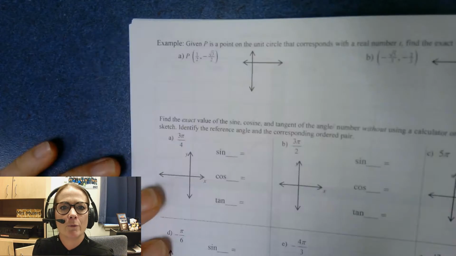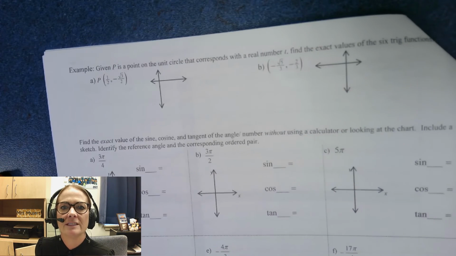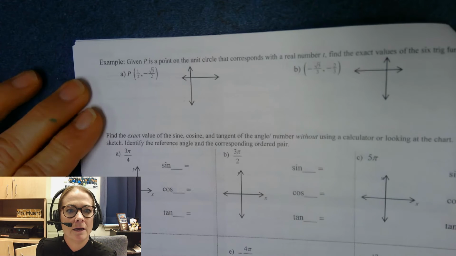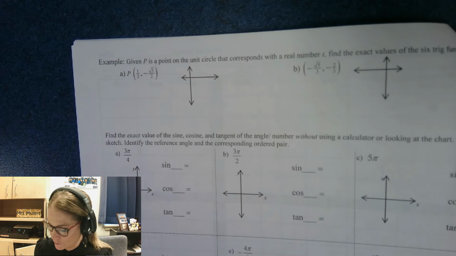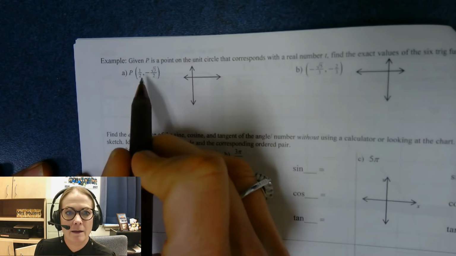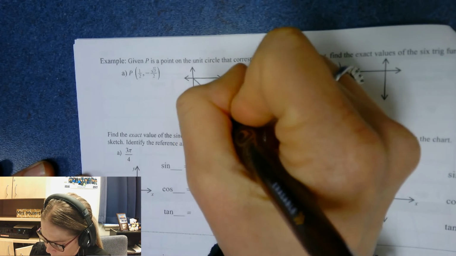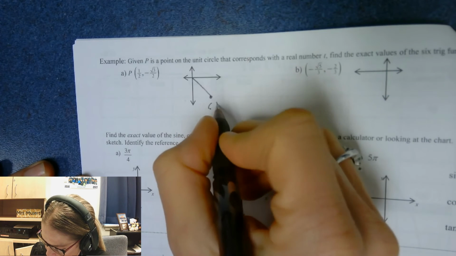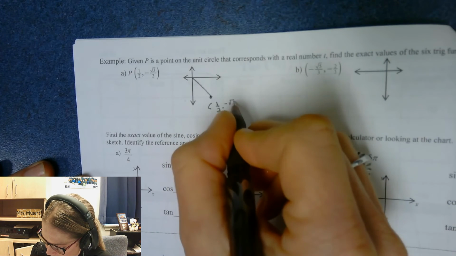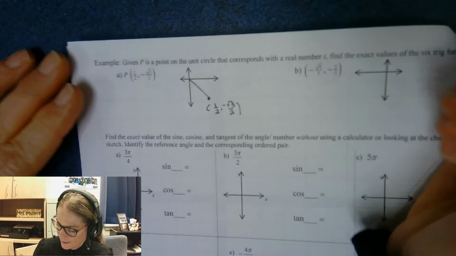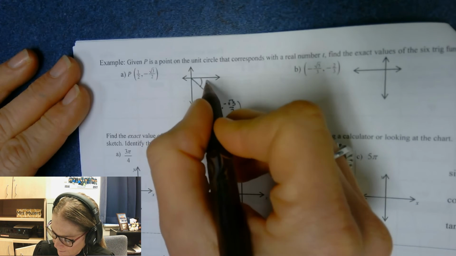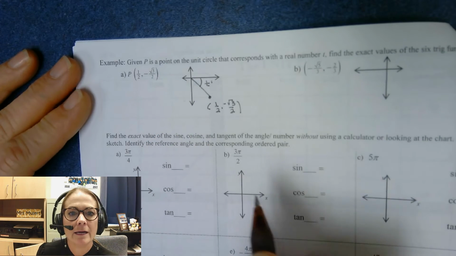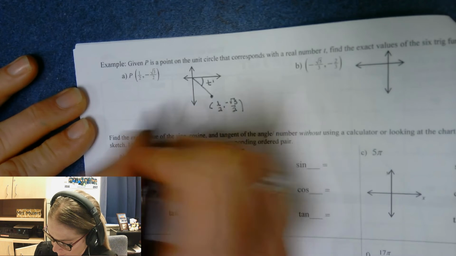So we're at this first one: given a point P on the unit circle that corresponds with t, find the exact values of the 6 trig functions. Once again, I'm giving you permission to not rationalize on these, but on the test, please do so. So 1/2, negative root 3 over 2. That is going to be right and down. So we are here, and you would want to list that point. The reference angle here is going to be locked to the x-axis right there.